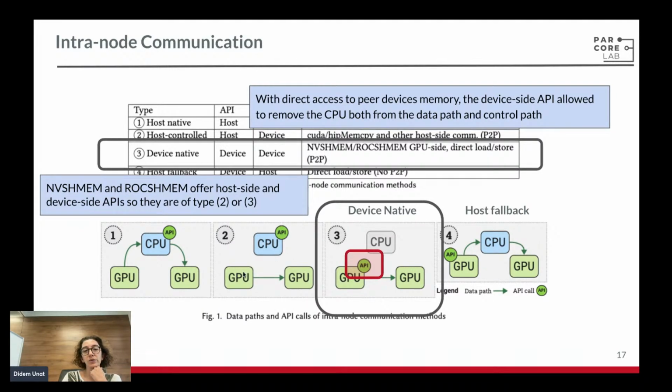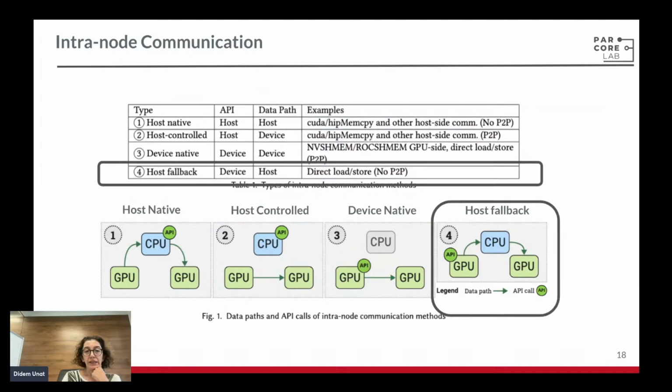So it will have both device side and host side APIs. And the last type is what we refer to as host fallback, which is when the peer-to-peer access is disabled.